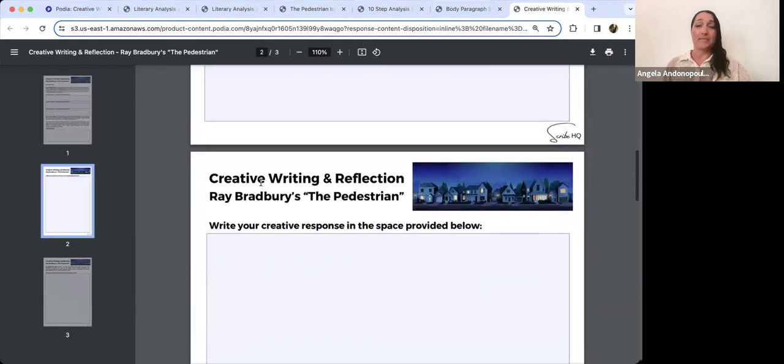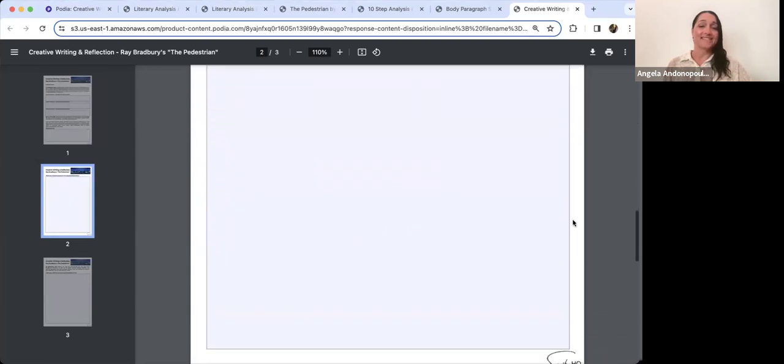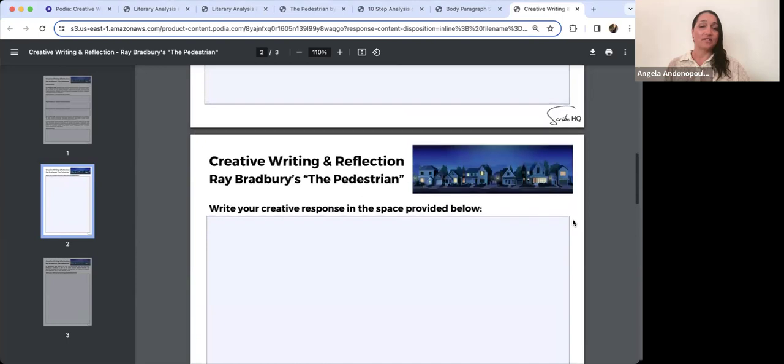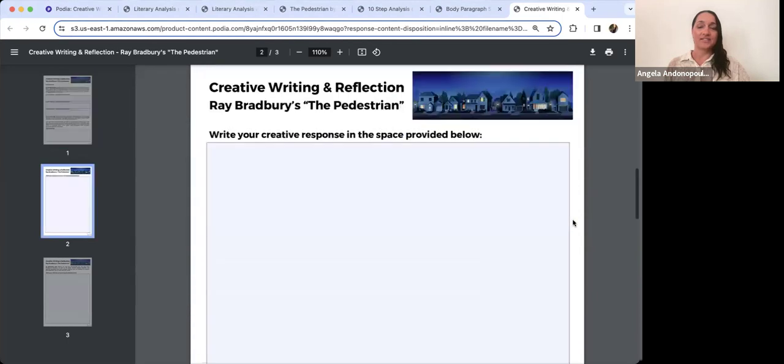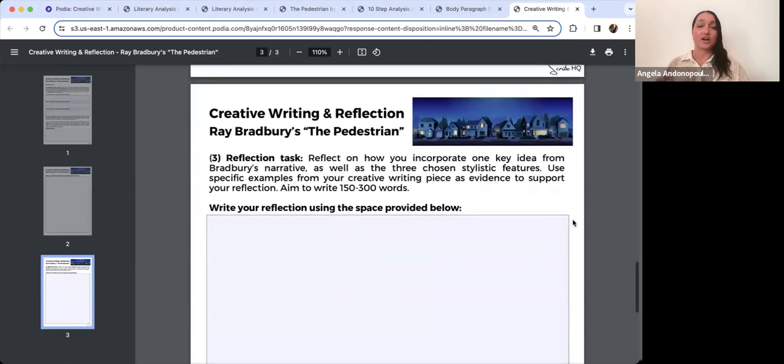I hope that makes sense. Any questions on that? There's space there for you to write your response. It doesn't have to be long. It's only, I've said, 250 to 300 words. It's just a snippet, just to give you that experience of trying to experiment with those stylistic features.